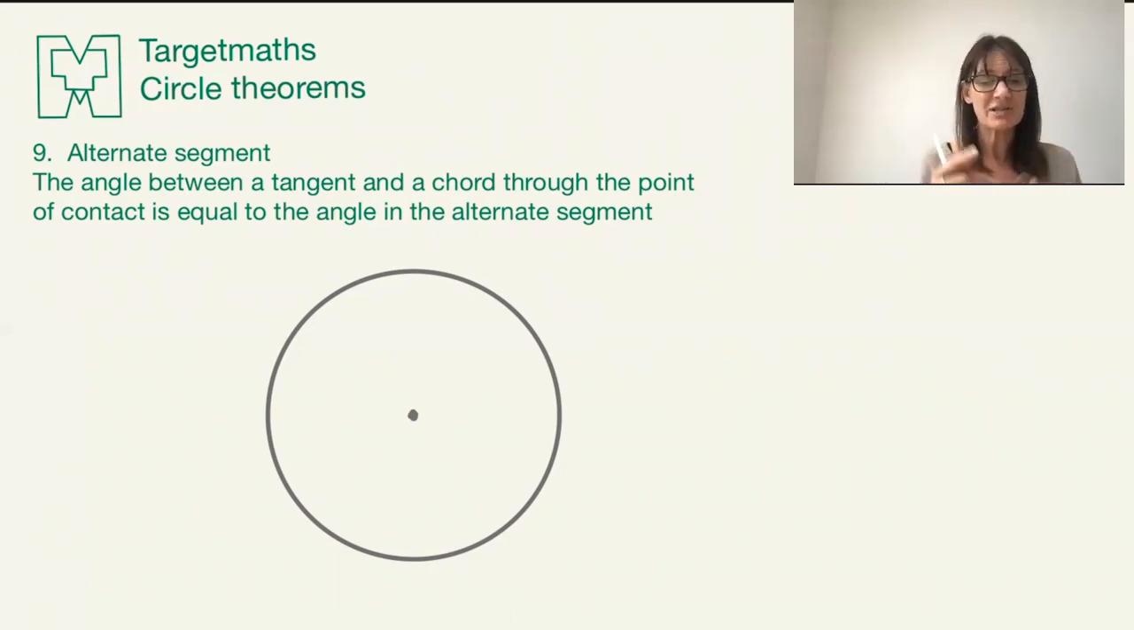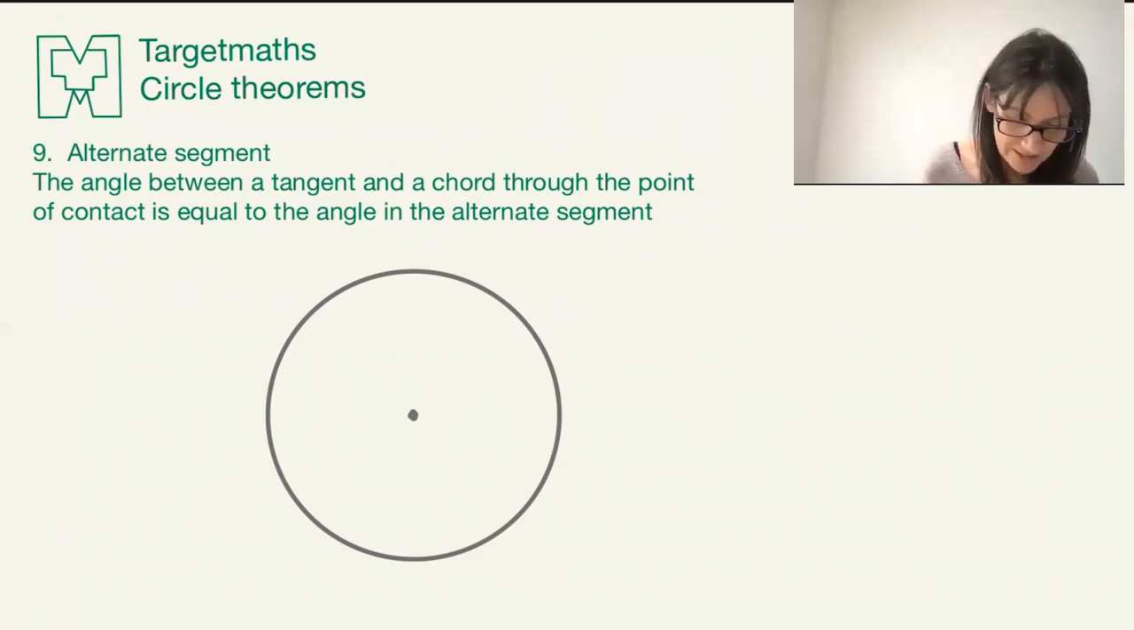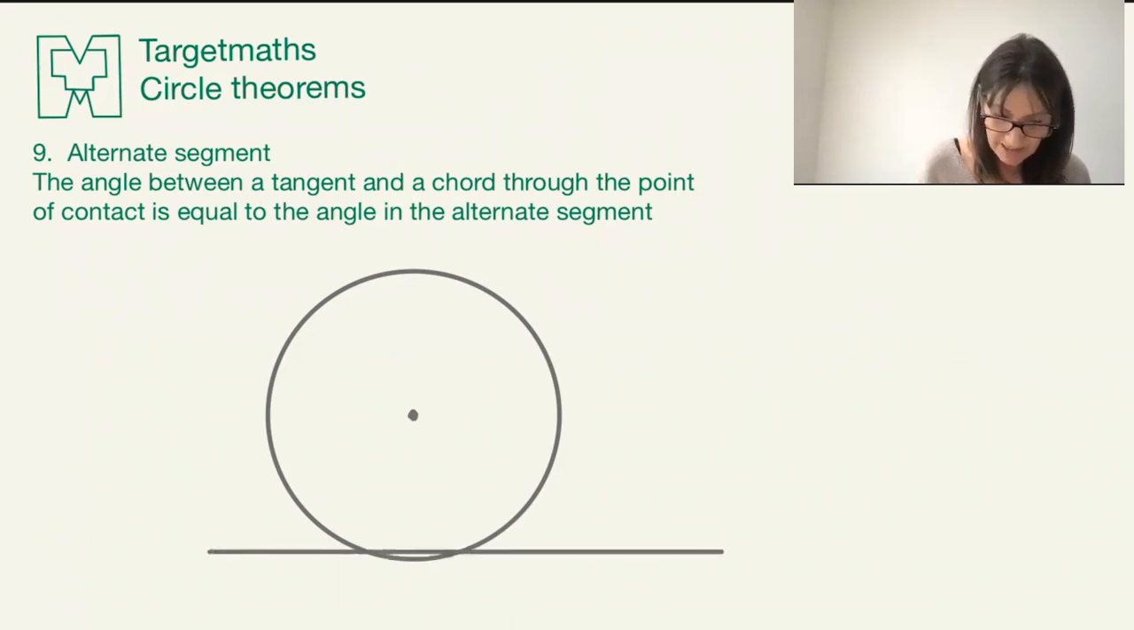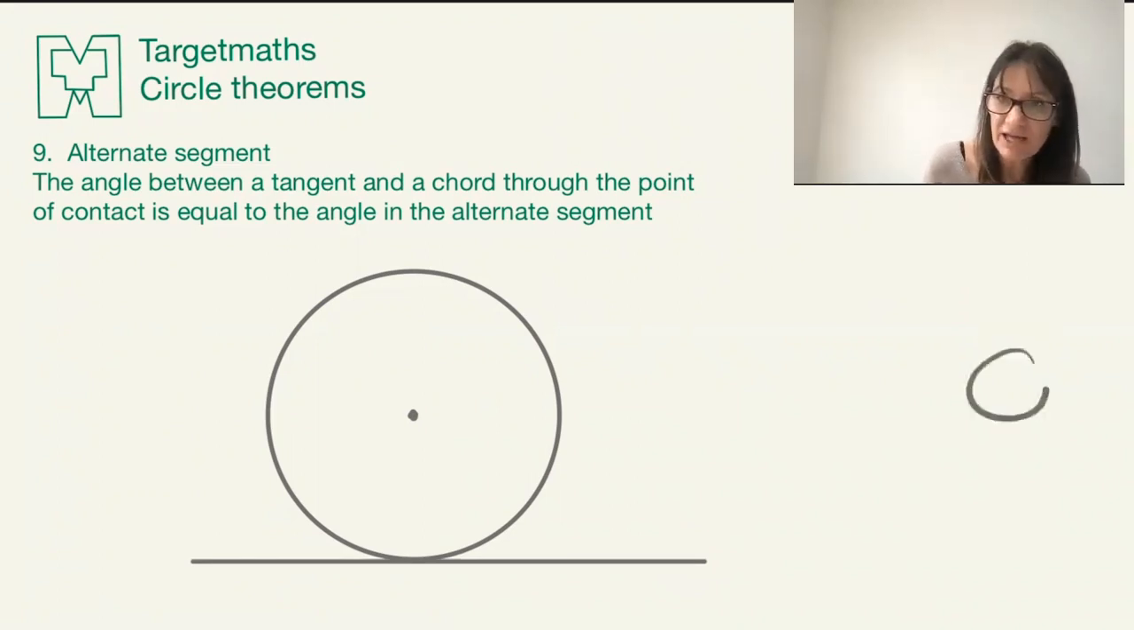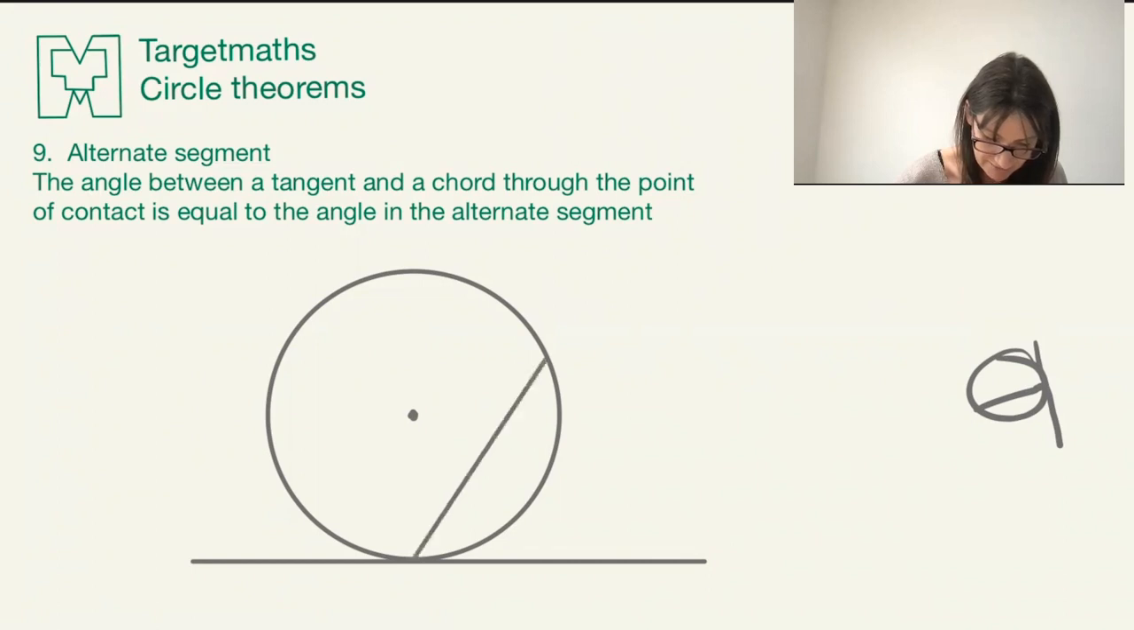So the angle between a tangent, I need a tangent, so I'm going to put that on first. So let's put one straight across the bottom, and we'll just get that in the right place. So there is my tangent. And a chord, so I'm going to put a chord in now through the point of contact. So the chord has to be in contact with the tangent, okay? A chord which cuts through here has to touch the tangent at the same point. So I'm going to draw a chord off in that direction, okay? So the angle between a tangent and a chord through the point of contact is this angle here. Okay, so the angle where the chord and the tangent meets, basically.